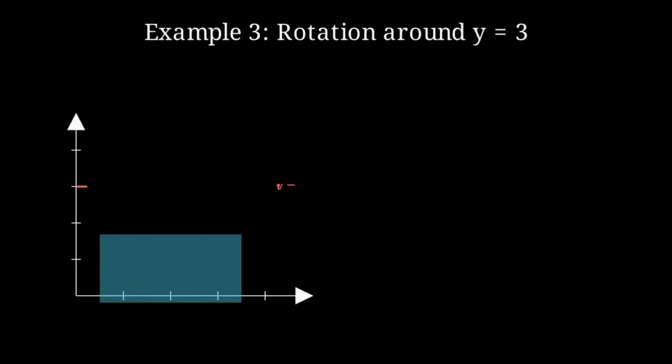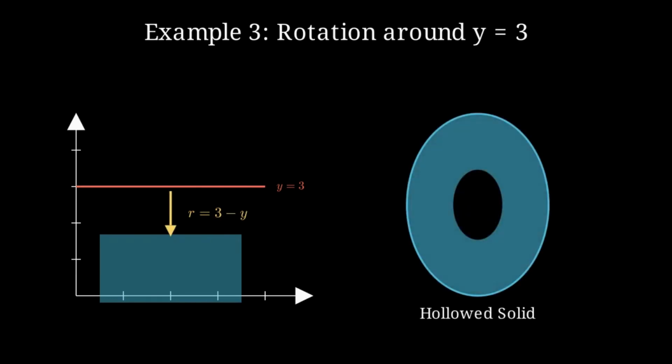Let's look at a rotation around y equals 3 for a region sitting below it. The radius is now the distance from 3 down to y, which is 3 minus y. This adjustment is the only change needed in our shell formula. The height and the limits of integration remain determined by the shape of the region itself.